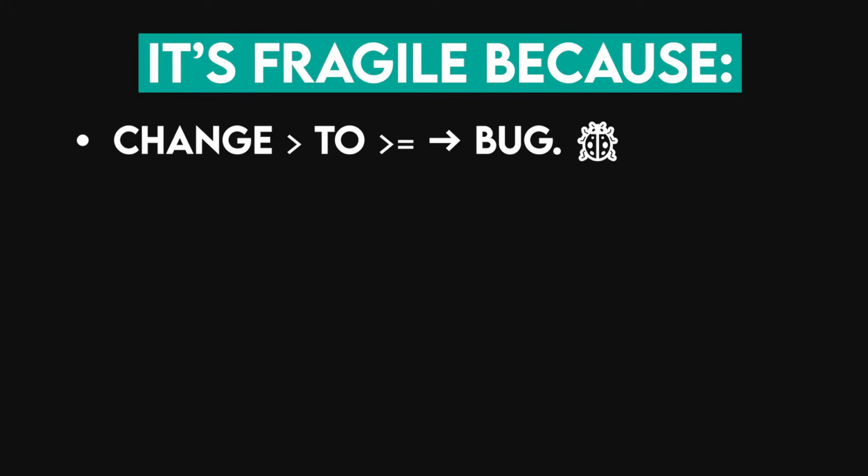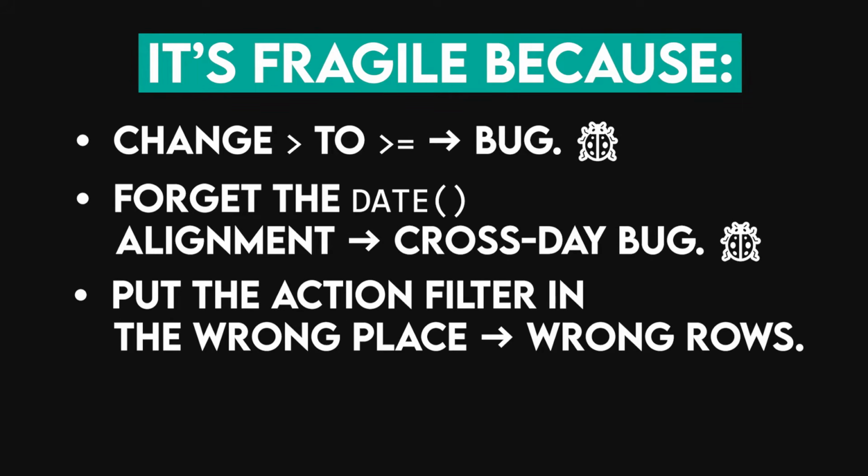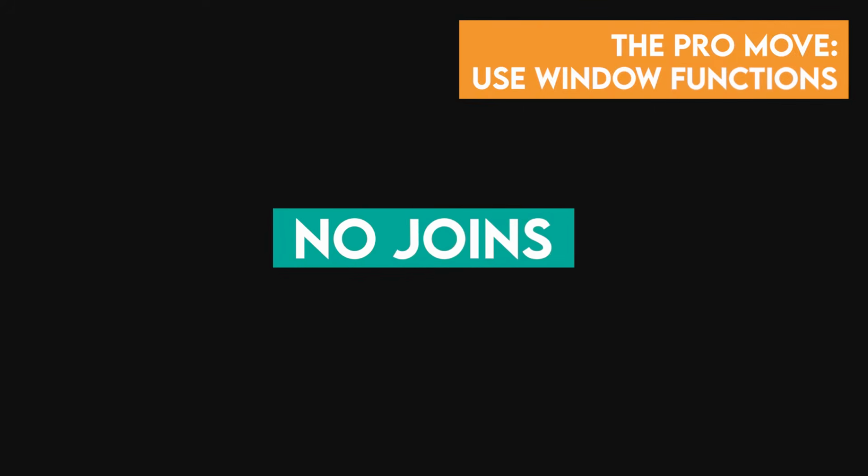Change greater than to greater than or equal to. Bug. Forget the date alignment. Cross-day bug. Put the action filter in the wrong place, wrong rows. Miss the is null check, duplicates. The pro move is to never join at all.